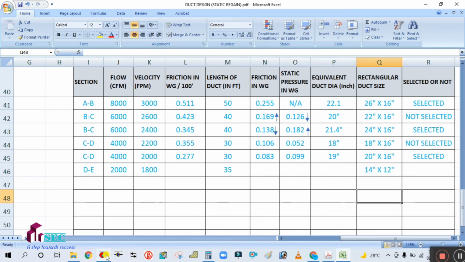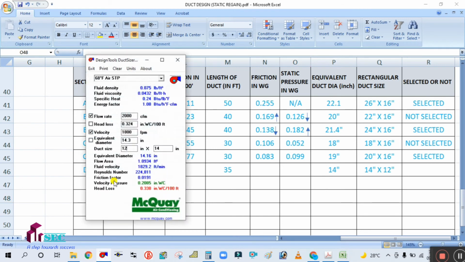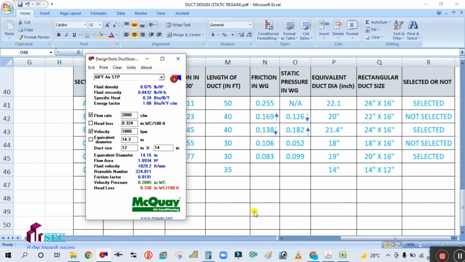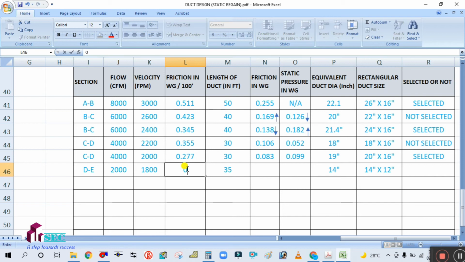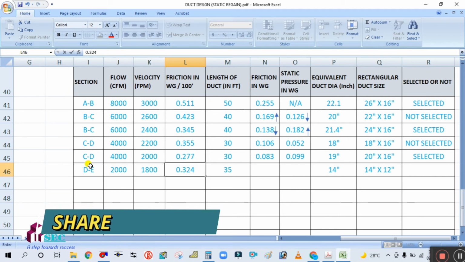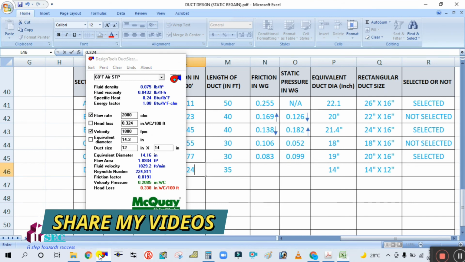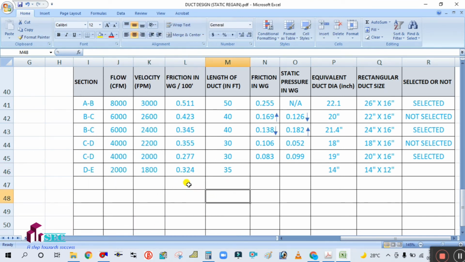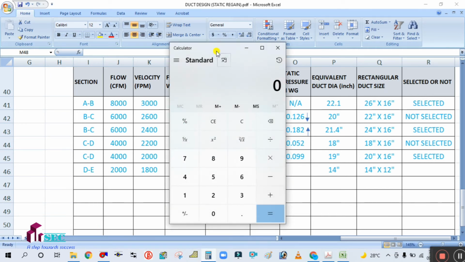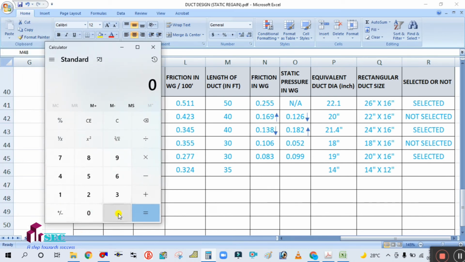Okay, and your round duct diameter is 14 inch again. Okay, and friction factor, you can see here, head loss is 0.324 inches of water gauge per 100 feet of duct length. That means this is for the 100 feet. So for 35 feet, how to calculate? Clear this. 0.324 into 35 divided by 100.